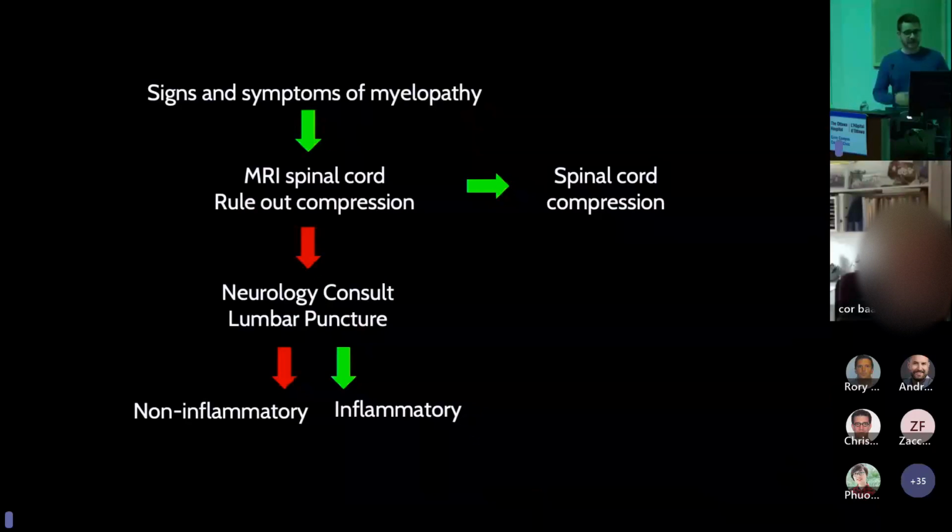And lastly, in a patient with myelopathic features, consider using this framework to help guide workup and management. Prior to imaging, it's really hard to distinguish between compressive and non-compressive etiology. So that MRI is really to rule out compression. And then from there, neurology and an LP consult can help distinguish non-inflammatory versus inflammatory etiologies.